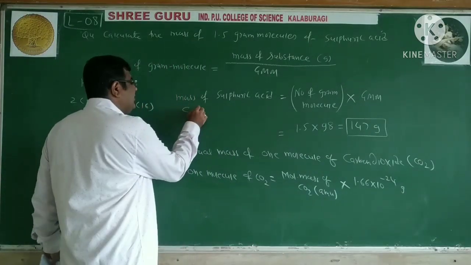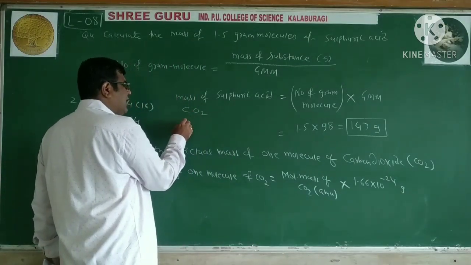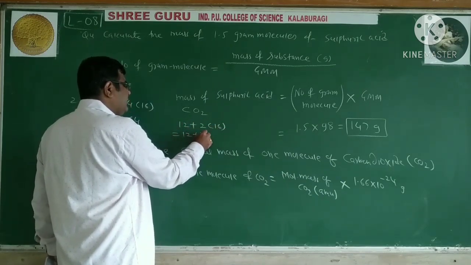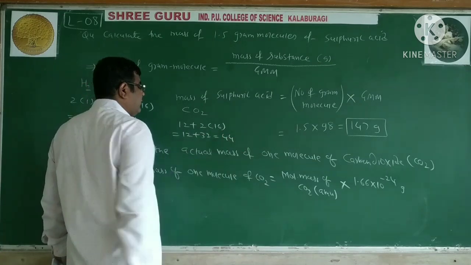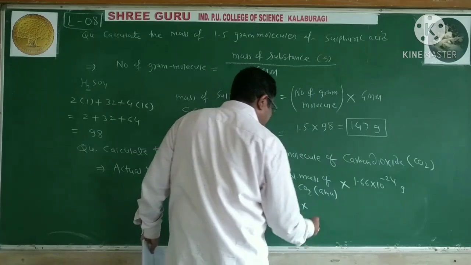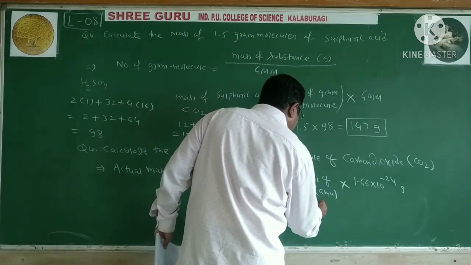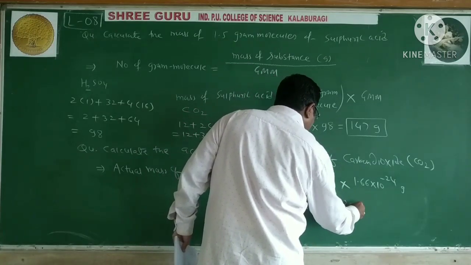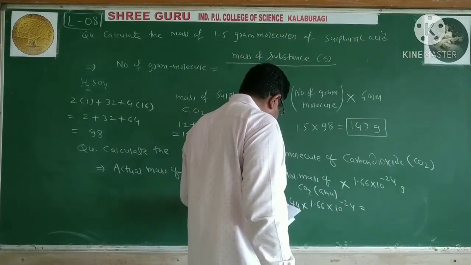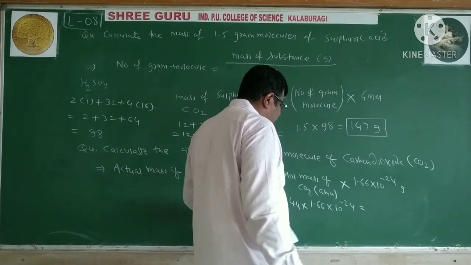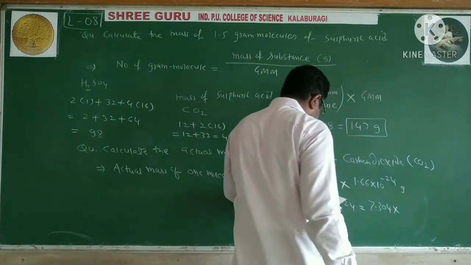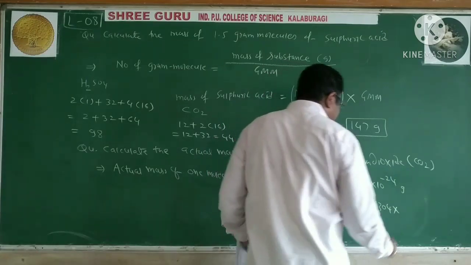There is 1 carbon and there are 2 oxygens. 1 carbon is 12, 2 oxygens is 32. 12 plus 32 is 44. Multiply by 1.66 into 10 raised to minus 24. And that happens to be 7.304 multiplied by 10 raised to minus 23 gram.